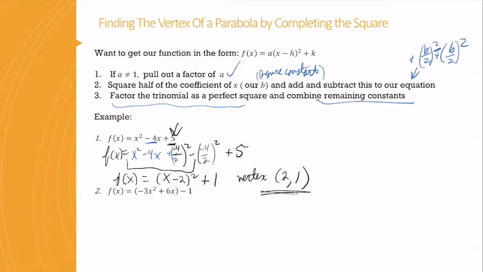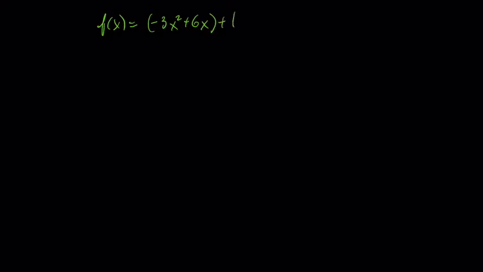So let's go ahead and look at this second example. I have f of x equals negative 3x squared plus 6x minus 1. So let's open a new page. Now this parenthesis is unnecessary, so I'm going to get rid of it.